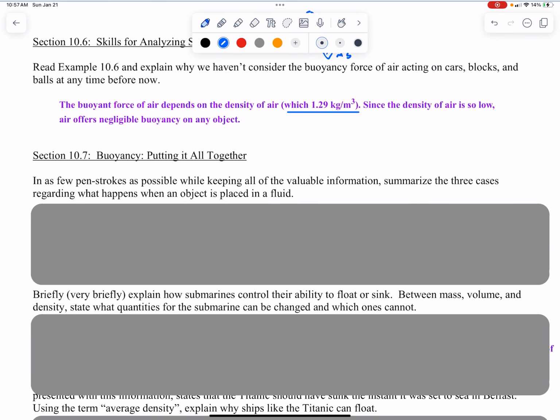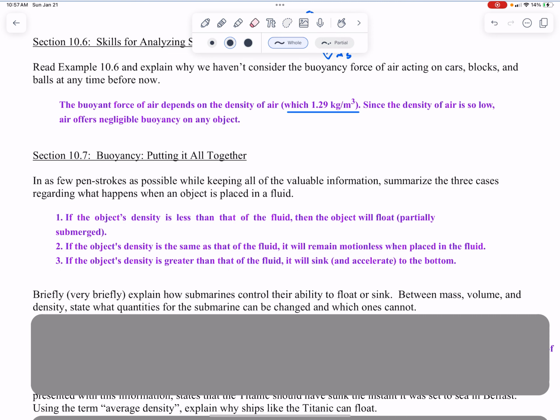Okay, what are the three cases regarding buoyancy? Case number one, if an object is less dense than the fluid, the object will float. If the object is the same density, then it's going to remain exactly where it is in that part of the fluid. Meaning it'll float, but it'll be in exactly that spot. It won't rise, won't sink. If the object's density is greater than that of the fluid, it's going to sink and accelerate to the bottom.